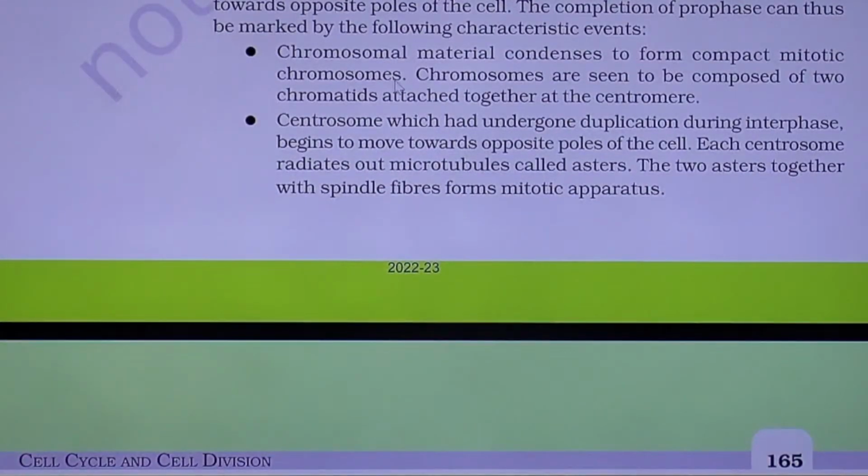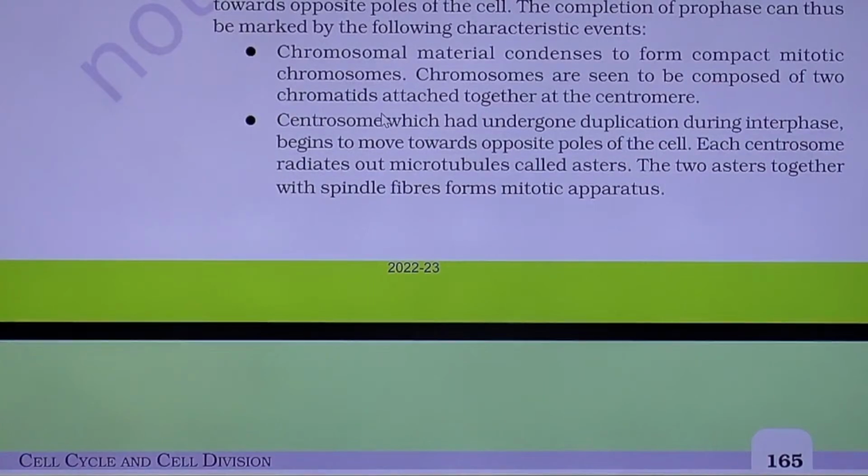The first event: chromosomal material condenses to form compact mitotic chromosomes. Compact mitotic chromosomes are seen to be composed of 2 chromatids, each attached together at the centromere. So here what it is saying, this chromosomal material will be condensed. We already saw that in the previous paragraph. If the chromosomal material is condensed, it will form compact mitotic chromosomes.